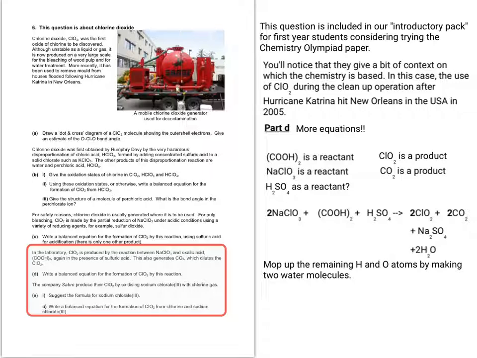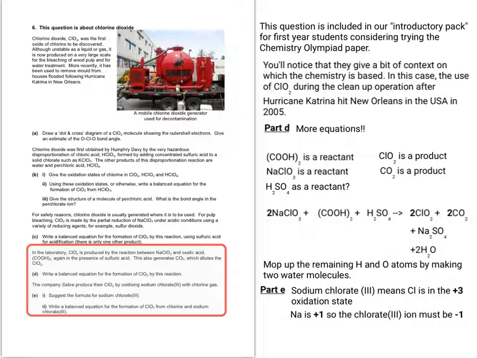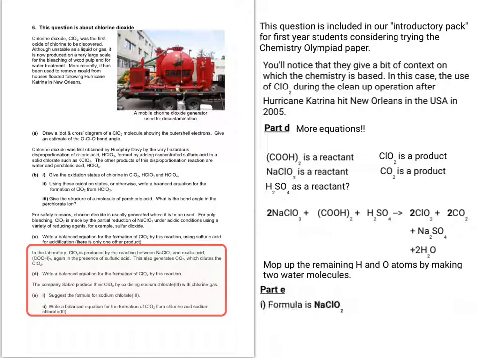Okay, so let's now go on to part E. So in the first part, they ask us to suggest a formula for sodium chlorate(III). Sodium chlorate(III) means the Cl is in the +3 oxidation state. So sodium is +1, so the chlorate(III) ion must be -1 overall. So to achieve this, for chlorine to be +3, 2 oxygen atoms are needed. So therefore it must be ClO2-. So for the first part, the formula is NaClO2.